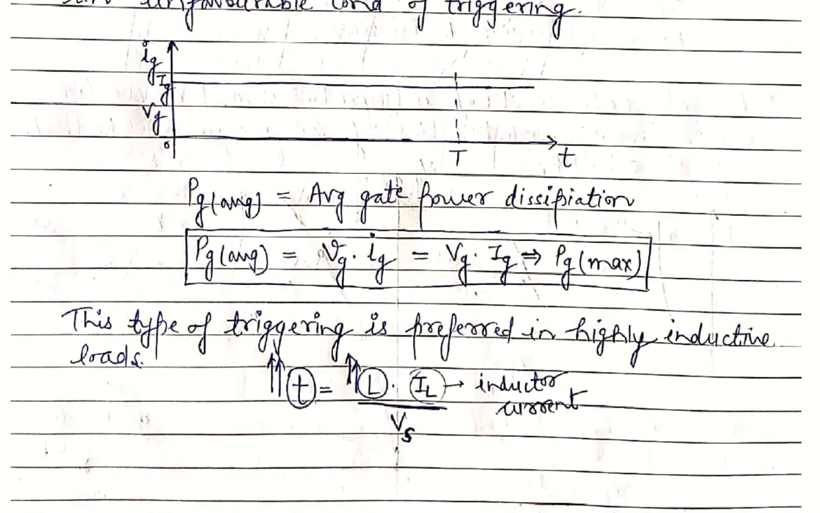Why? Because if we write its expression across the inductor, VL equals L di by dt. In this expression, if we increase L to the higher side, then the time of triggering also increases. Time of triggering increasing means the continuous gate triggering will be there across the entire pulse width of duration t. Even after the t, there is a continuous turn on, so this gate signal is continuously applied. So this technique is used in highly inductive load cases.